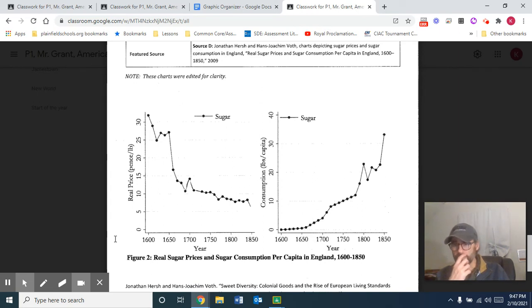And finally, resource D is a very interesting line graph that gives you a little bit of understanding on the increased demand for sugar and some of the economics behind it. So this one will require a little analysis, but I think you'll find it very interesting.